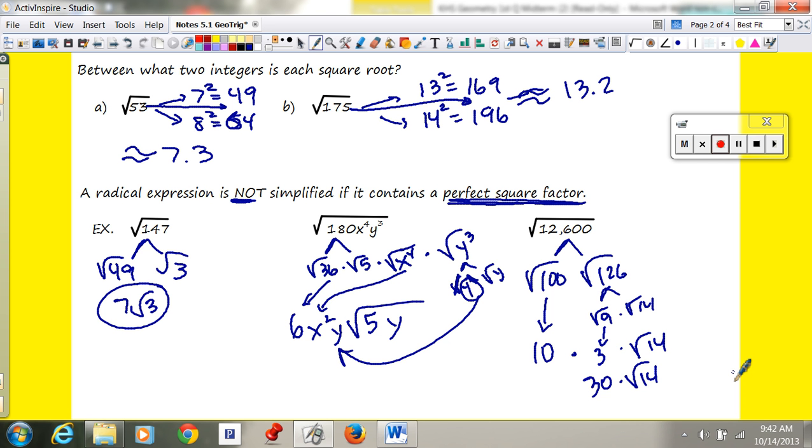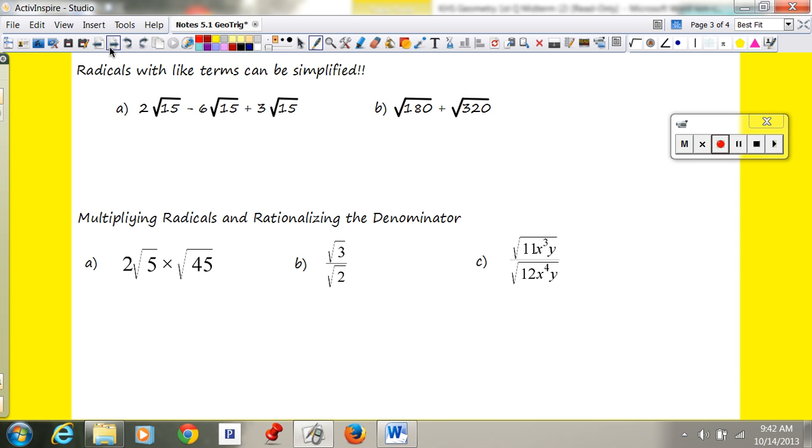Now we can also add, subtract, multiply, and divide radicals. We've got to know how to do that, especially as we get to right triangles and trig and Pythagorean theorem and all that stuff. So let's talk about radicals with like terms first. That's putting them together.